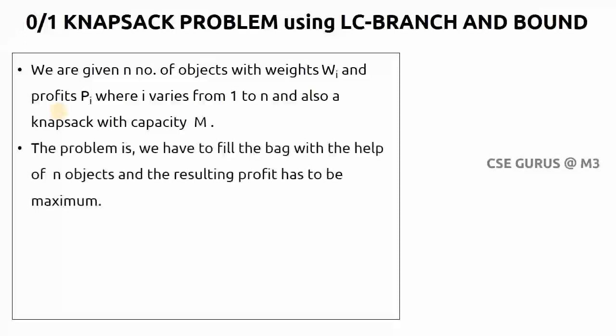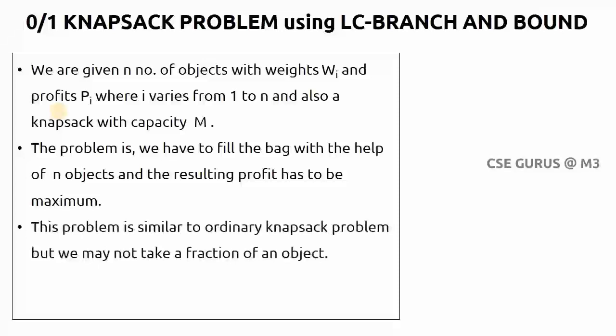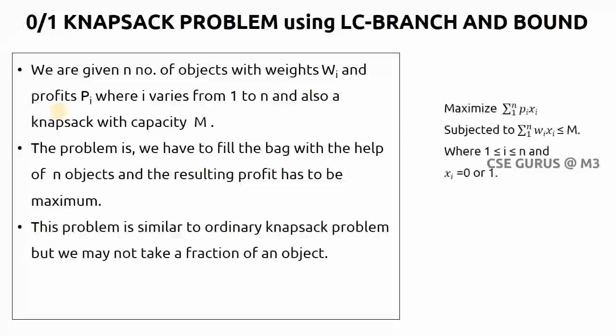So the problem is we have to fill the bag with the help of n objects and the resulting profit has to be maximum. So here it is given by maximizing the total profit by taking objects one by one, subject to the constraint that the total weight should not exceed the capacity. The capacity of the bag is given, that is M, capital M. Let us suppose the capital M value is 20, that means 20 kgs. So whenever you are placing the objects, the total weight of all the objects should not exceed 20 kgs. Like this you can consider.